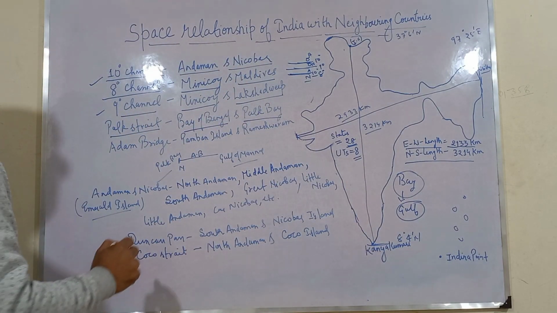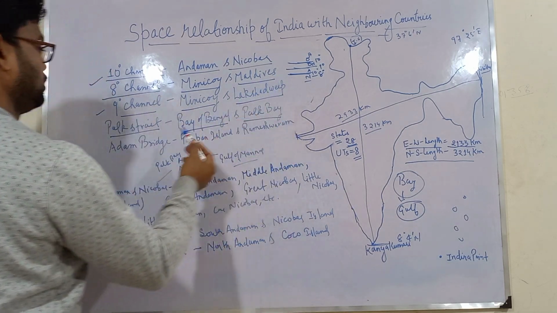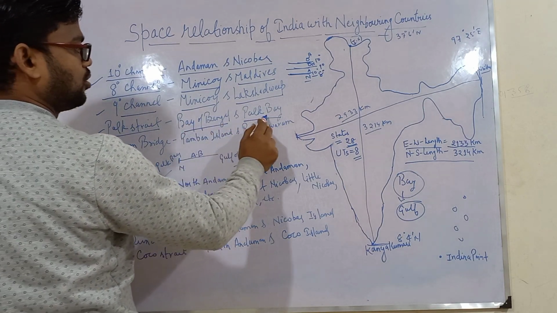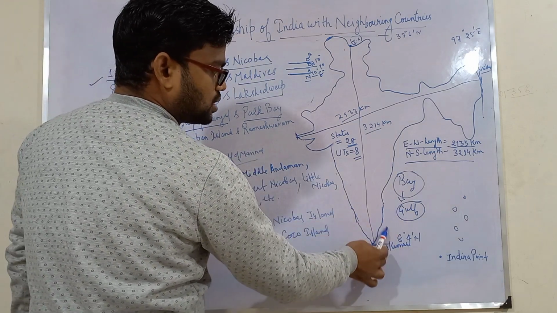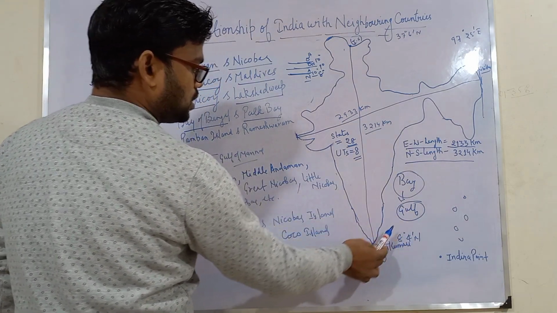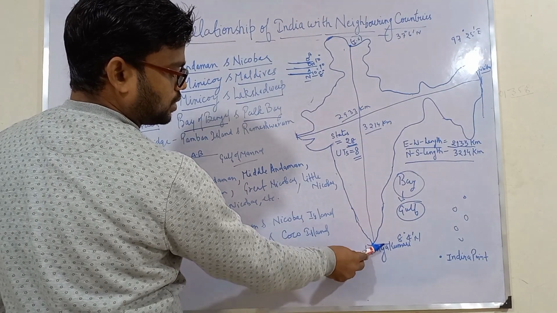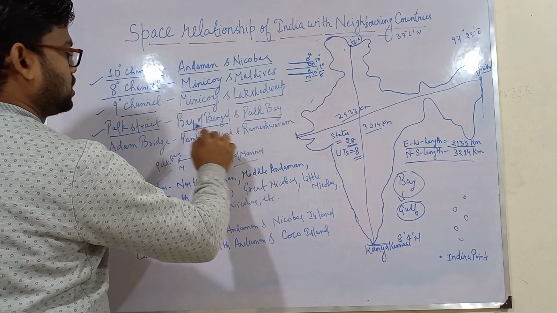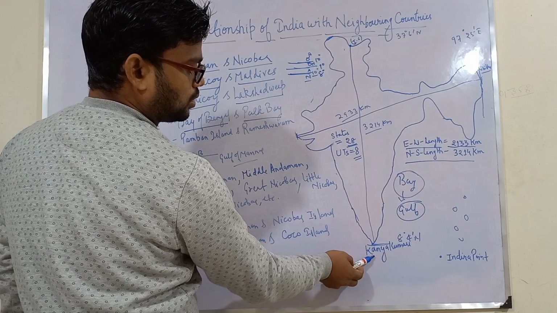Next we have 9-degree channel. It separates Minicoy Island with the main island of the Lakshadweep. Next we have Pak Strait. It separates Bay of Bengal with Pak Bay. Now Bay of Bengal is in this region, and the Pak Strait is here at the bottom, and it separates Bay of Bengal from the Pak Bay. Pak Bay is on this side.